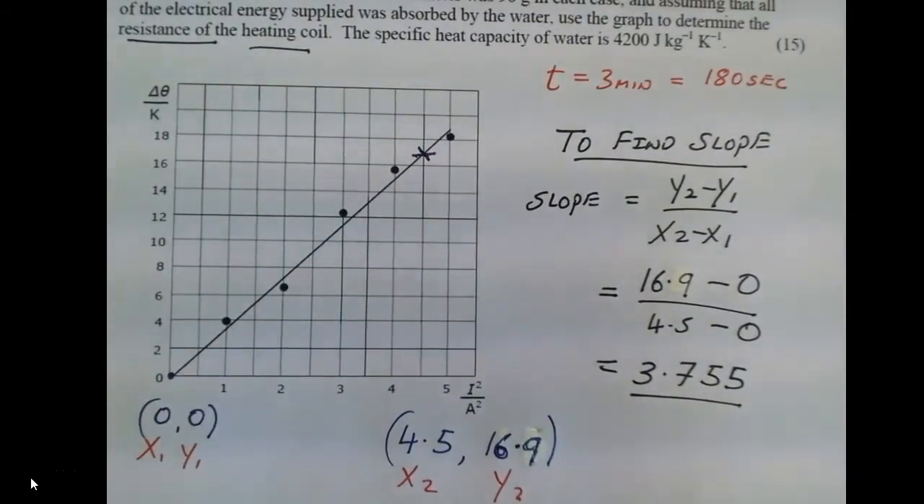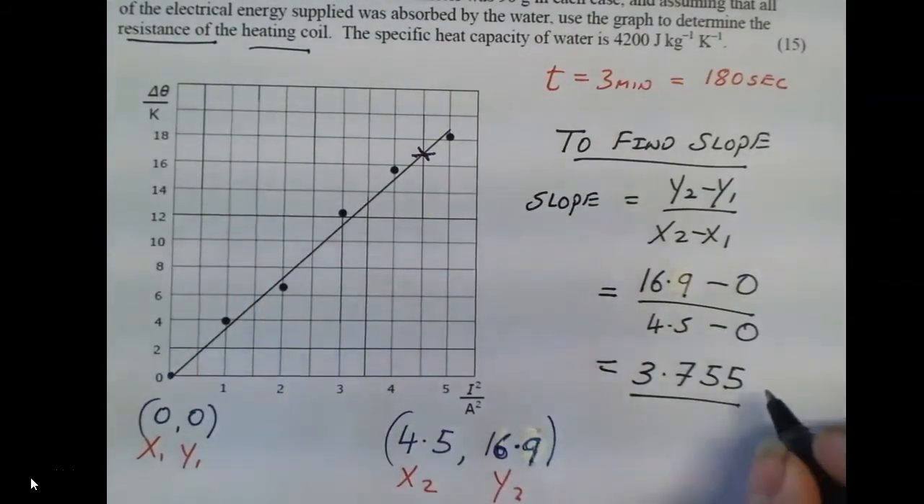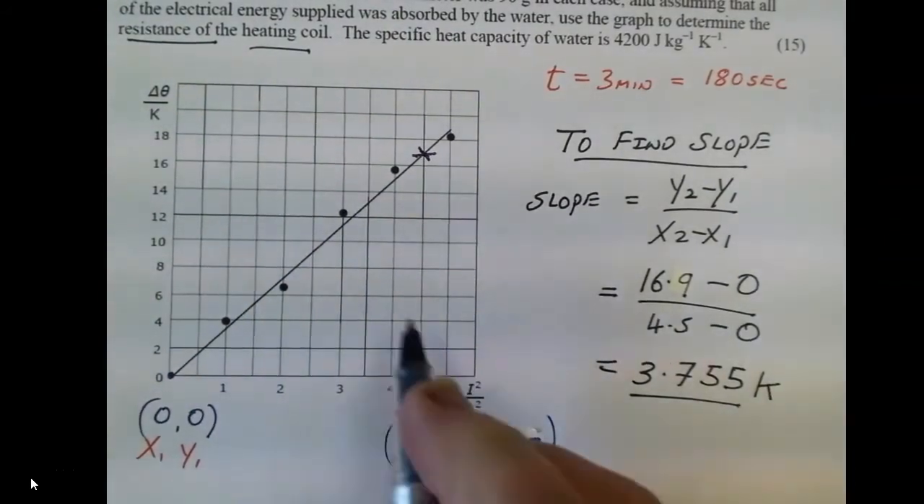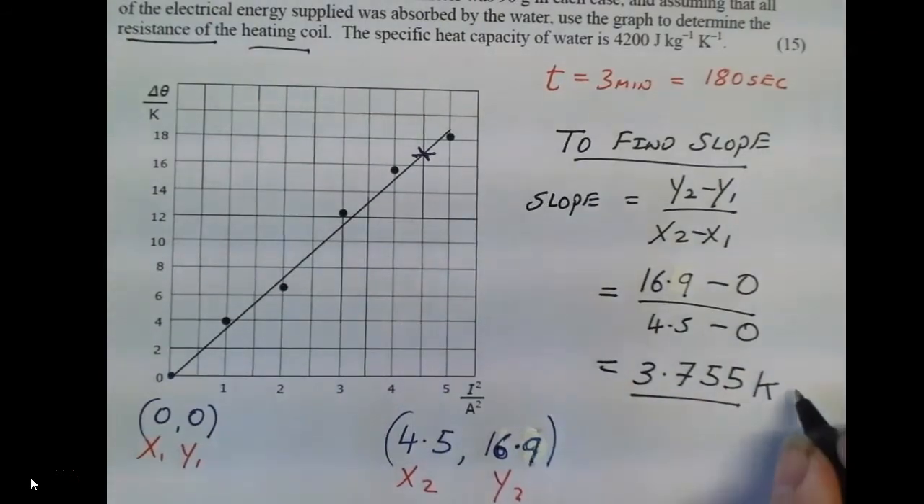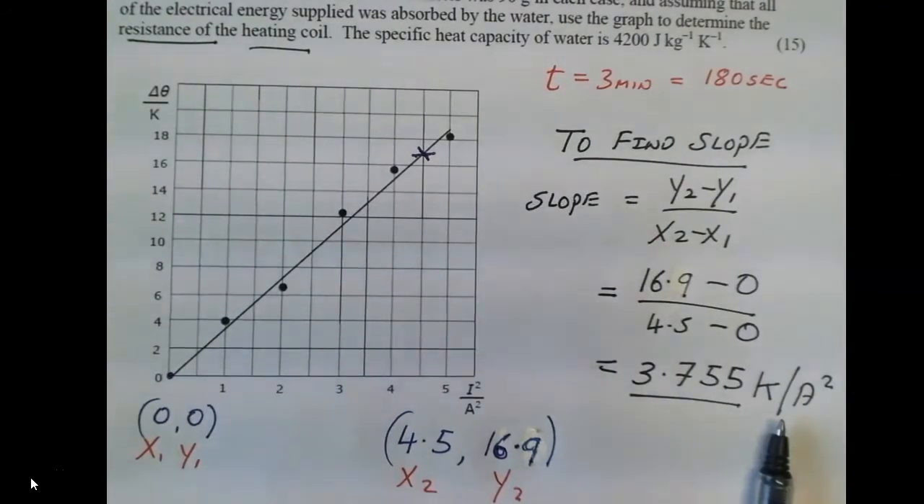If you want to put units on it, well, it is y over x. On the y-axis of the graph, there's degrees Celsius, or degrees Kelvin, and on the x is current squared, so it would be per amps squared. But normally units in intermediate answers like this are not required. Now we will continue with the main part of that question.